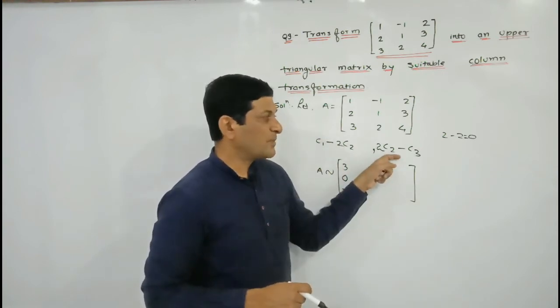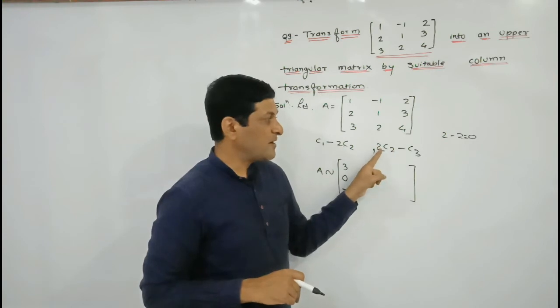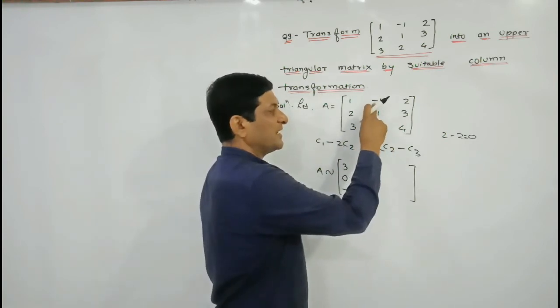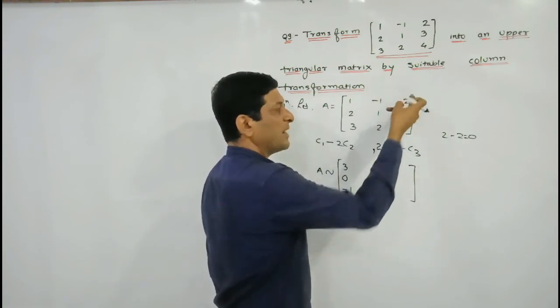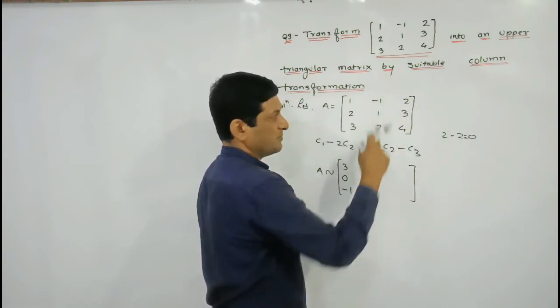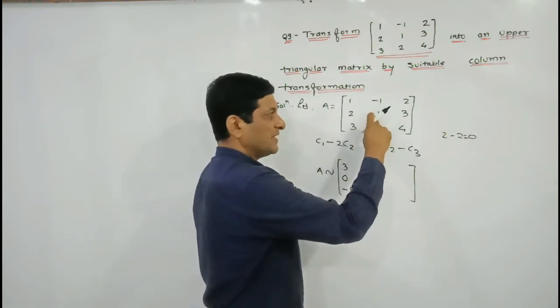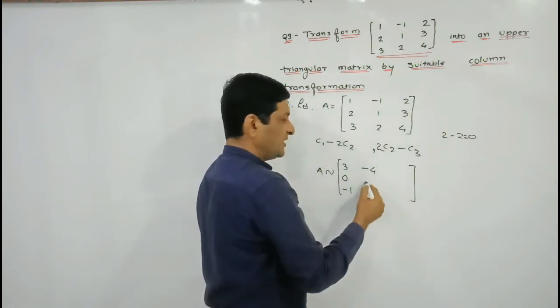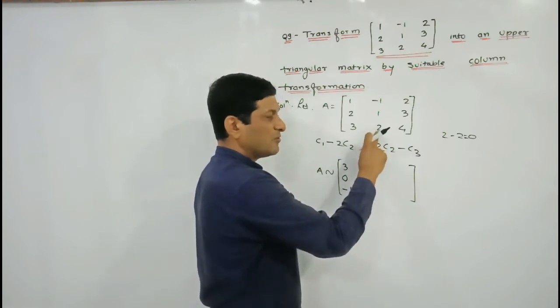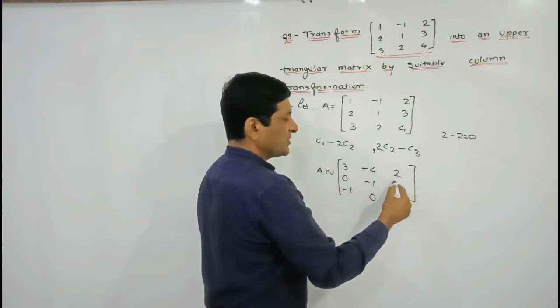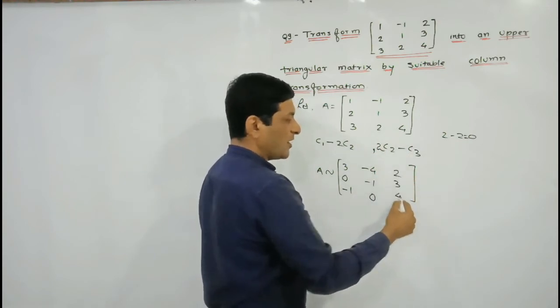Now perform this operation on C2, means multiply C2 by 2 and subtract C3 from it. Multiply by 2, we will get -2. -2 minus 2 will become -4, because we are subtracting C3 from it. Multiply by 2, here we will get 2. 2 minus 3 will be equal to -1. Multiply by 2 will get 4. 4 minus 4 will be equal to 0. There is no operation on C3, so keep the element of the third column as it is.